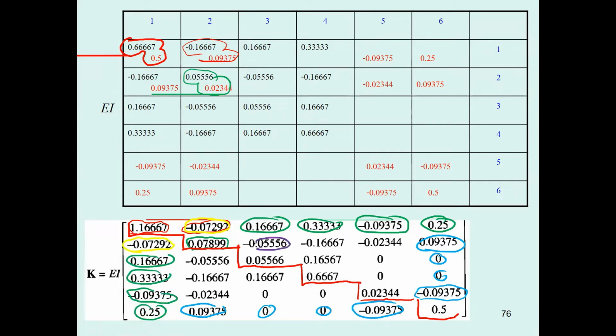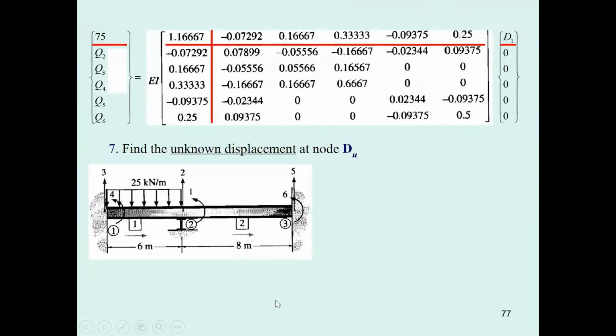This one, you may have this one, and this one, you have this one. Check them. You need to make it correct before you go further. If not, you will have the incorrect answer. Now, you have only Q sub K. Your Q sub K only has the Q1. So this is the Q1. And then the unknown displacement, only have one member.